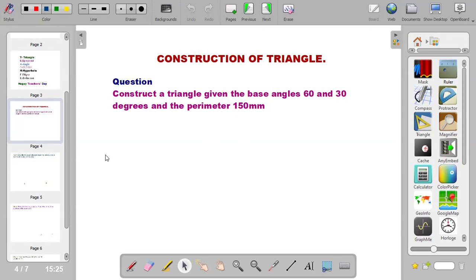In today's video, I'm going to teach you how to construct a triangle when you're given the base angles.